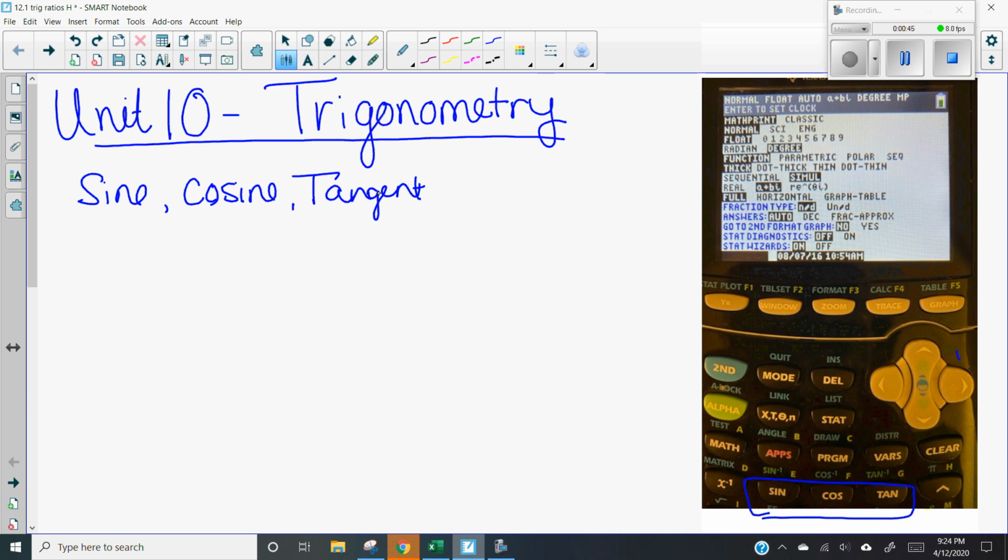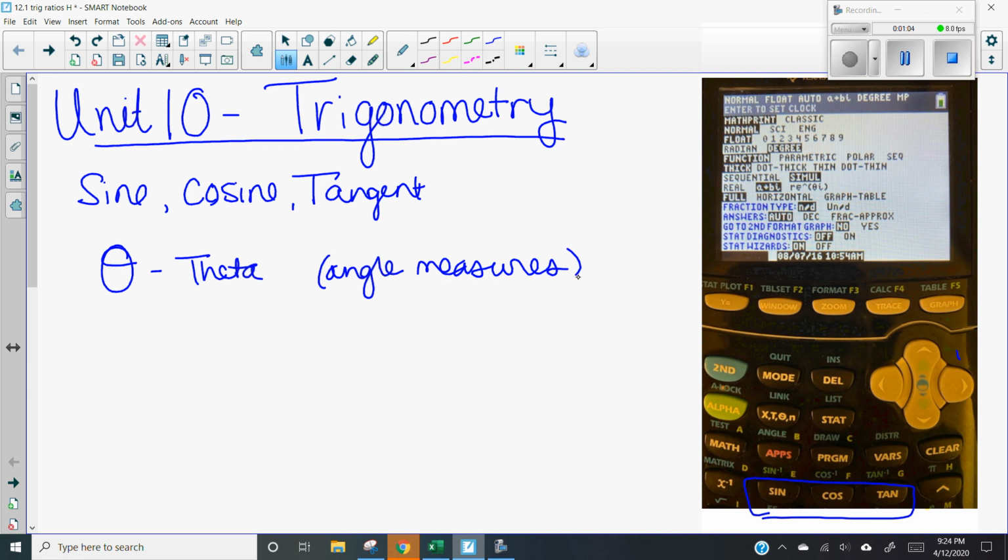Some other terminology you need to know. We're going to use this Greek letter, theta. It is used to represent angle measures. So when you see that symbol, theta, you can assume that they're talking about an angle.